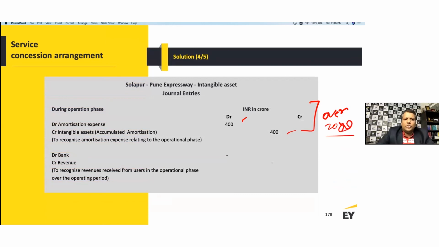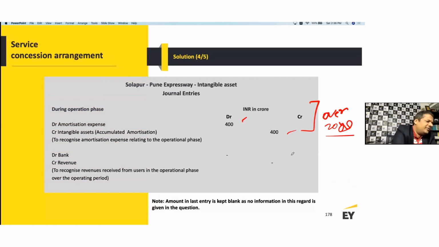And then I'm going to record cash, which I'm going to receive, and then credit revenue. Now this information is not available, so I just parked an entry with no amounts, right? In this example, the amount in the last entry is kept blank, as no information is given in this question about how much you're collecting, right? Eventually over a 20-year period, or over the period of the right, you have to operate the asset.